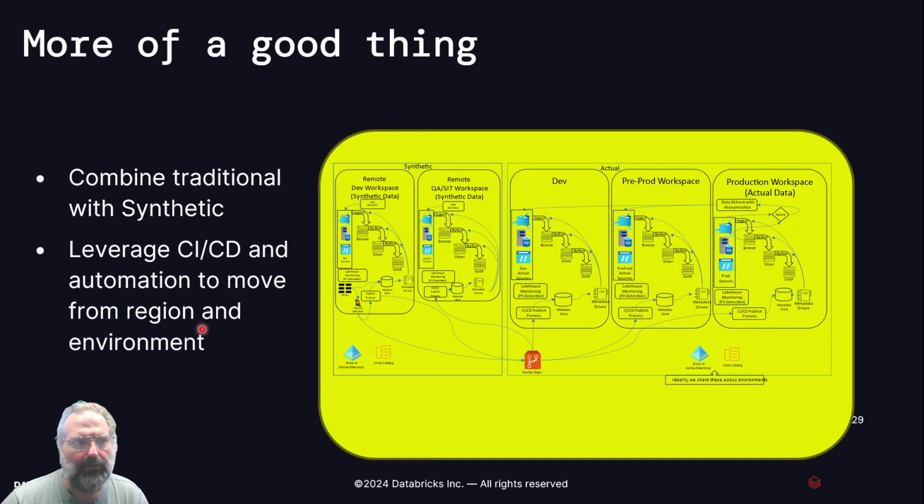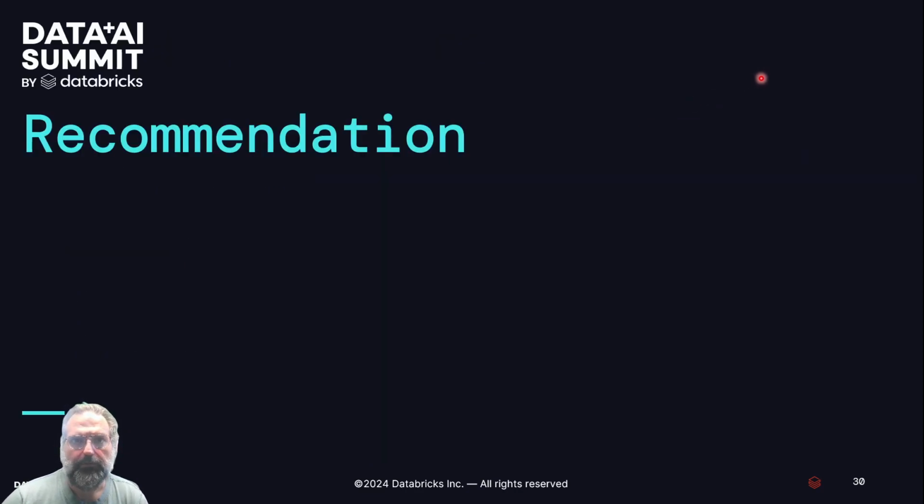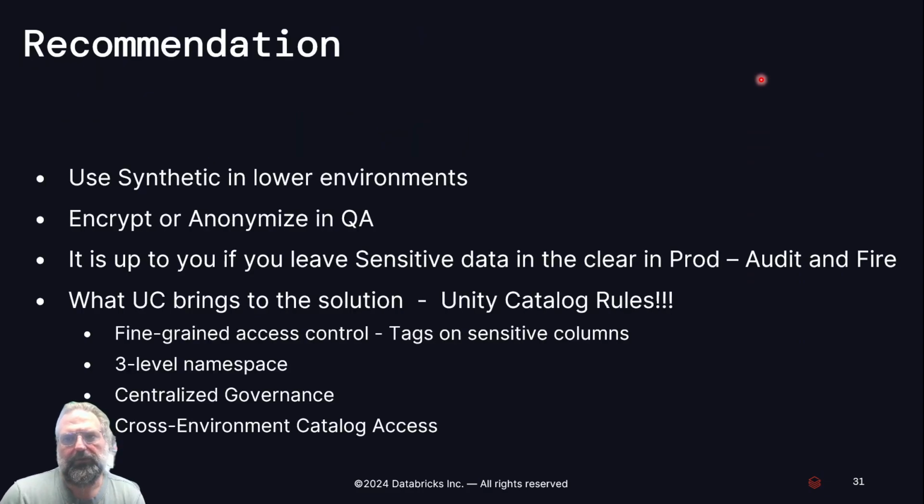You may stick them together and actually take it out a little further so that you have synthetic plus a traditional 3-tier environment. This will work if you've got good CI/CD. If you don't do this. Recommendation, use synthetic in your lower environments, encrypt or anonymize in QA. It's up to you. If you leave the data in the clear in production, you may just use audit and terminate the employee. That may be the approach you want to utilize.